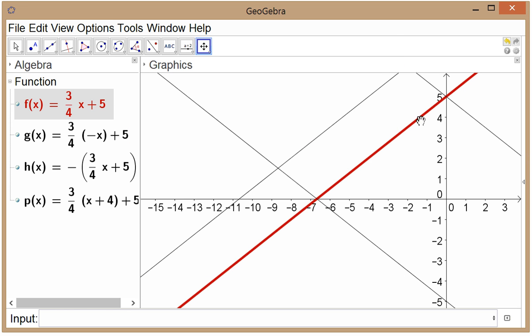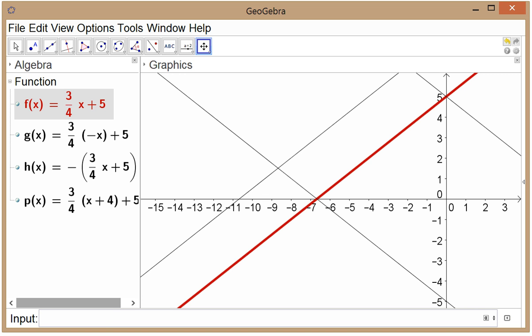So there's my original one. Right here is my reflection across y. This line is my reflection across the x-axis. This line is when I shifted it 4 units to the left. And then finally, let's take this one so it'll fit in the screen, and we'll just shift it up. We shifted it up 5 units before. Let's do that just to be consistent. We'll shift it up 5 units.